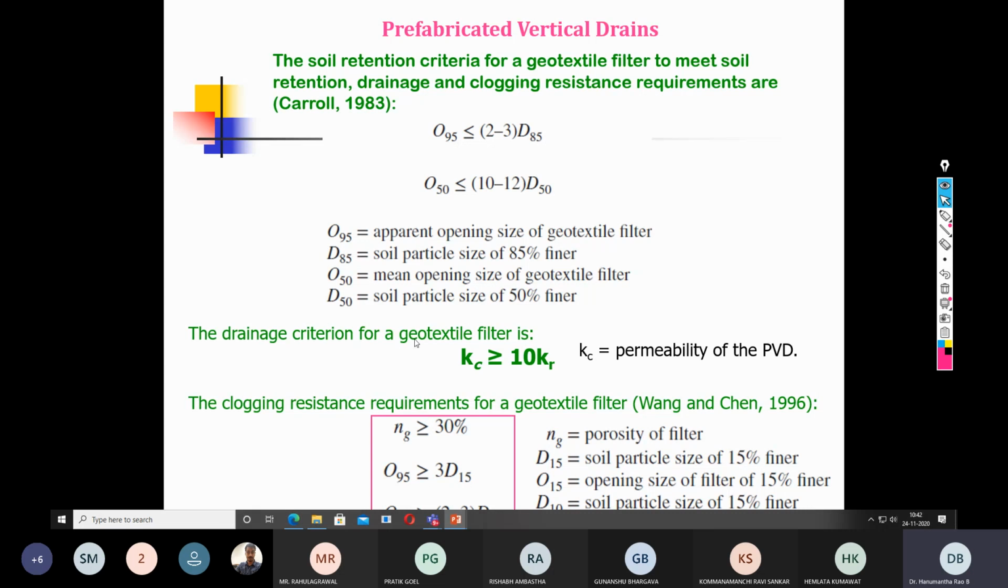And the drainage criteria for the geotextile filter: the permeability of the PVD must be greater than or equal to 10 times the permeability of the soil. Well, in case of the sand drain, it was almost 1000 times. And this is the clogging criteria for geotextile: the porosity of the filter must be greater than 30%. And O95, the apparent opening size of the geotextile filter, should be greater than or equal to 3 times D15, the soil particle size corresponding to 15% finer.